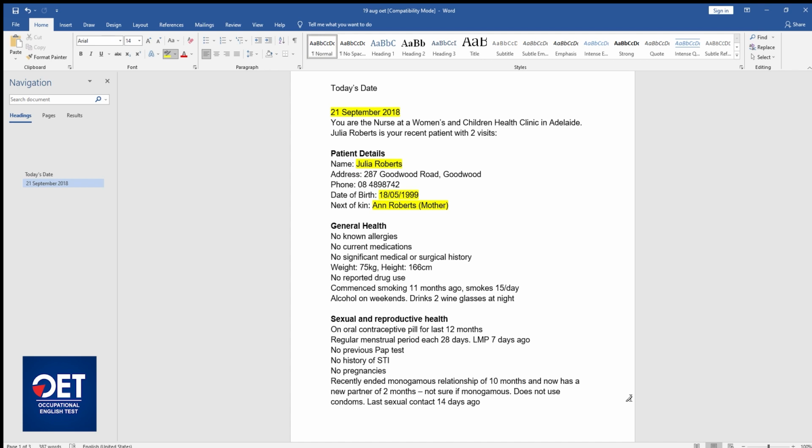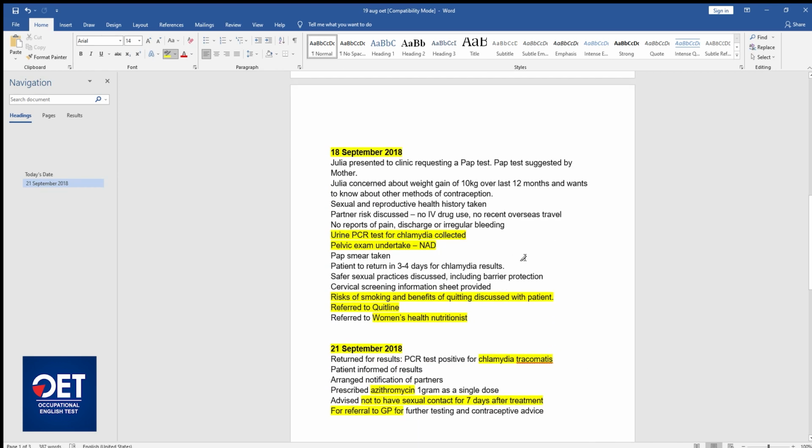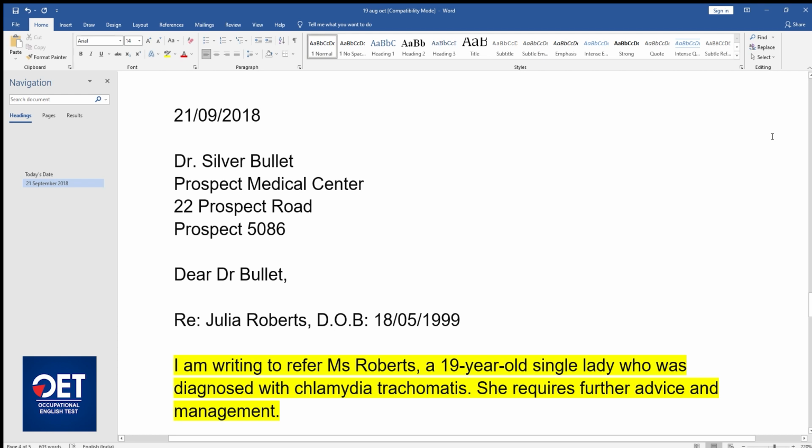So, if we write chlamydia trachomatis in the introduction, that leads to more accurate information. How we'll write the introduction is, I'm writing to refer Miss Roberts, a 19-year-old single lady who was diagnosed with chlamydia trachomatis. Now, the last sentence of the introduction would be the purpose, why we are writing the letter. So, she requires your advice and management. So, the introduction would be, I am writing to refer Miss Roberts, a 19-year-old single lady who was diagnosed with chlamydia trachomatis. She requires further advice and management.